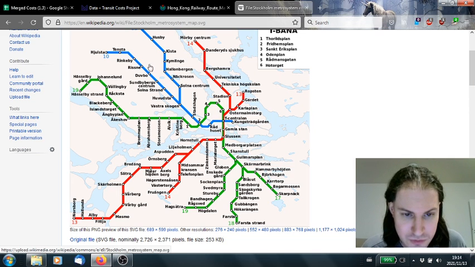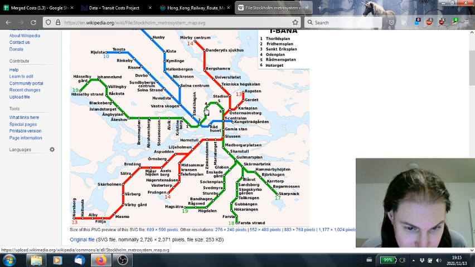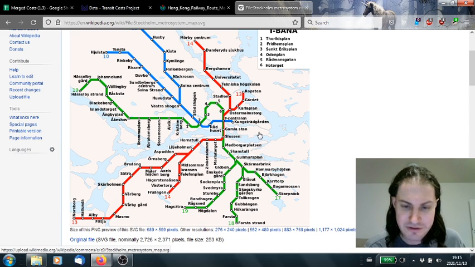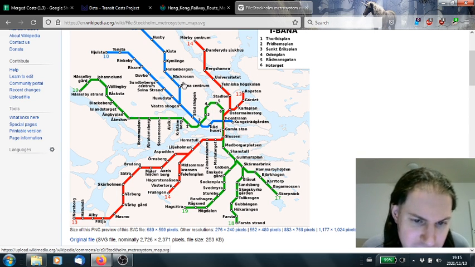So instead of getting two, three, it's going to be 2-2, 2-2-2. Actually, it's going to be 2-2 because they're also doing a branch that goes out of Odenplan on the green line. And they're going to call it the yellow line, but it's a branch of the green line.